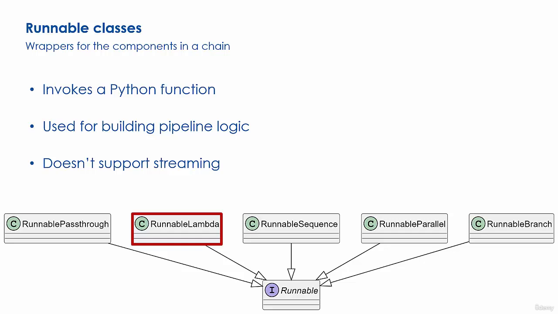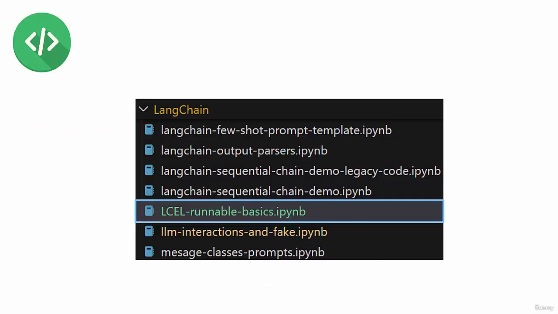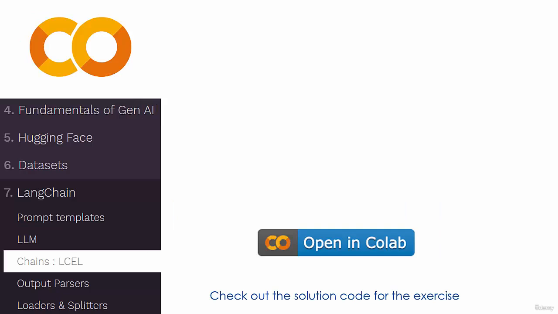Let's try out the two runnables that I have discussed so far. The code that I'm showing you in this video is available under the LangChain folder LCEL Runnable Basics. You can also try it out in Google Colab. The Open in Colab button is available under the section LangChain on the page titled Chains LCEL.